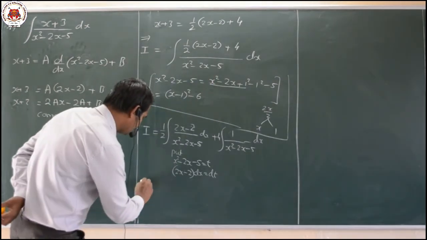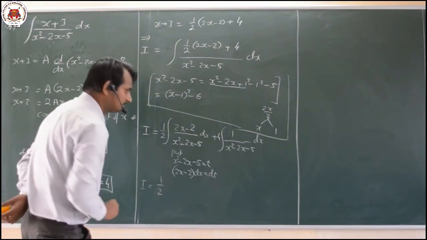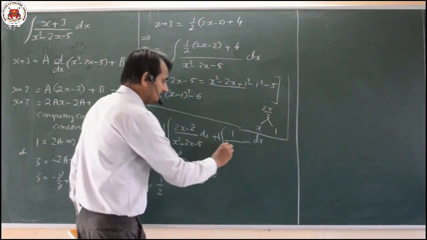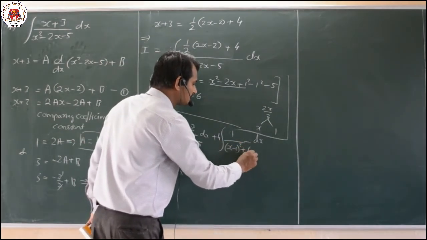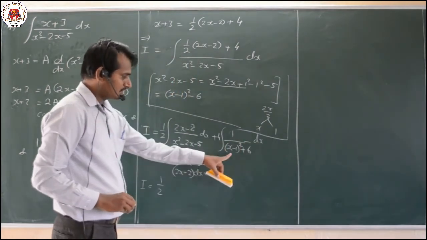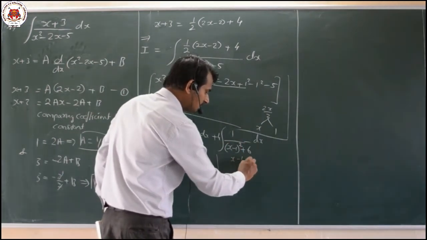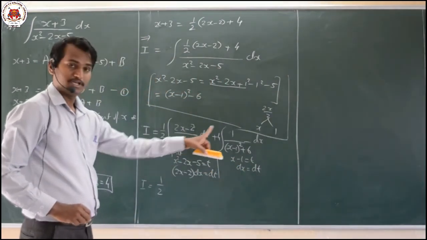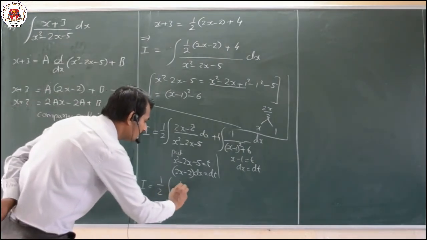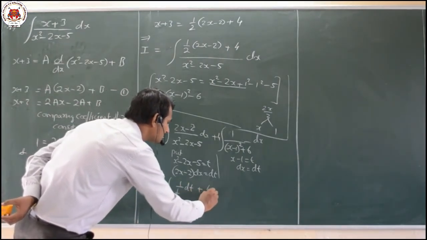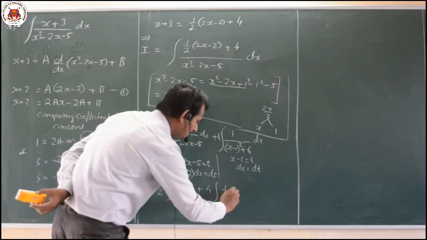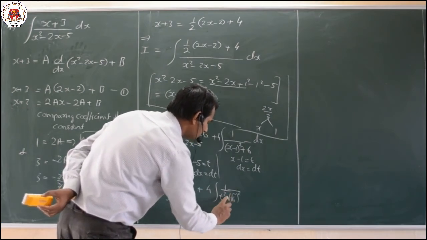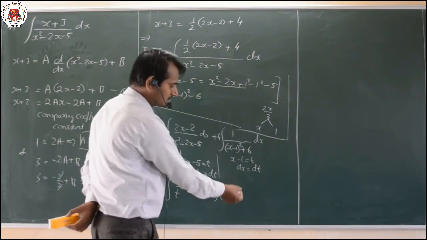So what we get here, I is equal to 1 by 2. That means directly I will write, instead of this value, x minus 1 whole square plus 6. Now here in this part, x minus 1 equal to t means dx equal to dt I will substitute. Now both of the values put in above, that implies integration of 1 divided by t into dt plus 4 into integration of 1 divided by t square plus root 6 whole square. Why? Because root 6 whole square gives 6.